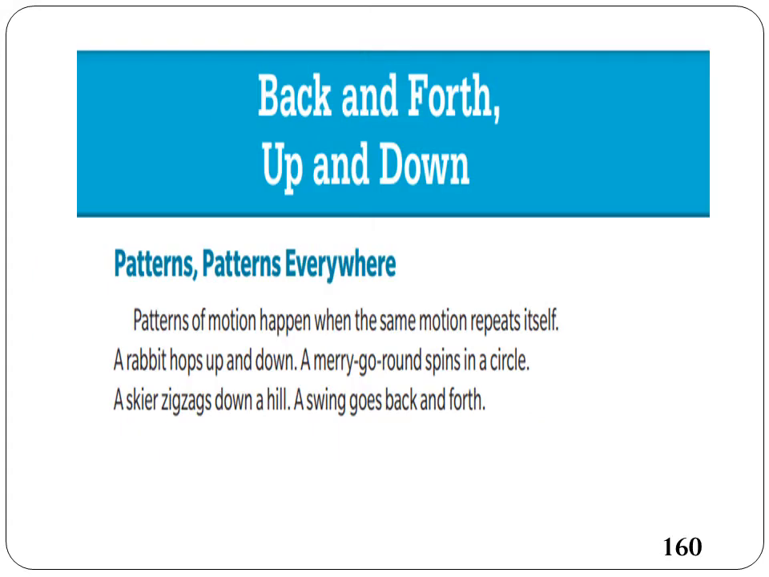Please go to page 160. Back and forth, up and down. Patterns, patterns everywhere. Patterns of motion happen when the same motion repeats itself. A rabbit hops up and down. A merry-go-round spins in a circle. A skier zigzags down a hill. A swing goes back and forth.